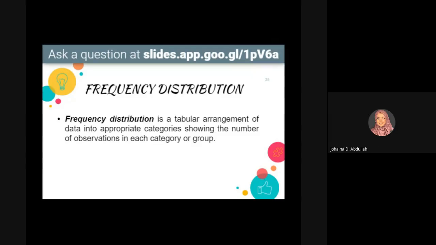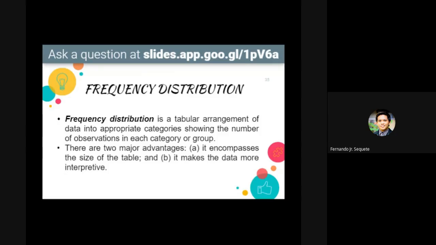Okay. Next, there are two major advantages of your frequency distribution. The first one is it encompasses the size of the table. Ibig sabihin kung ano yung laman, no? Kung ano yung laman, it could actually cover everything. Kung ano yung gusto mong makita.